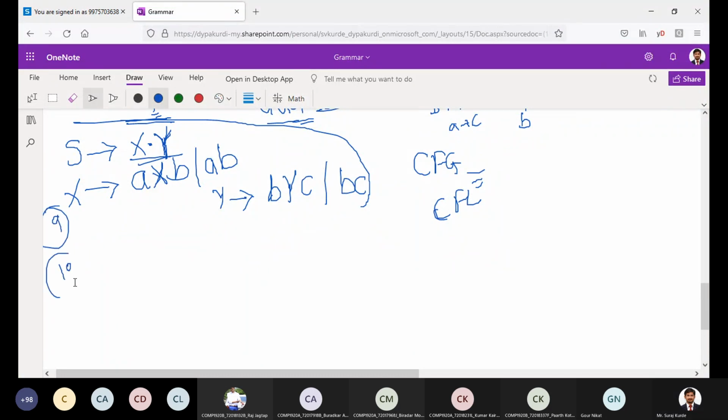That was 9. The next will be the 10th. I is equal to J plus K. For each A, there is one B and one C. A A followed by B C. One A for B, one B for C. What will be the production?